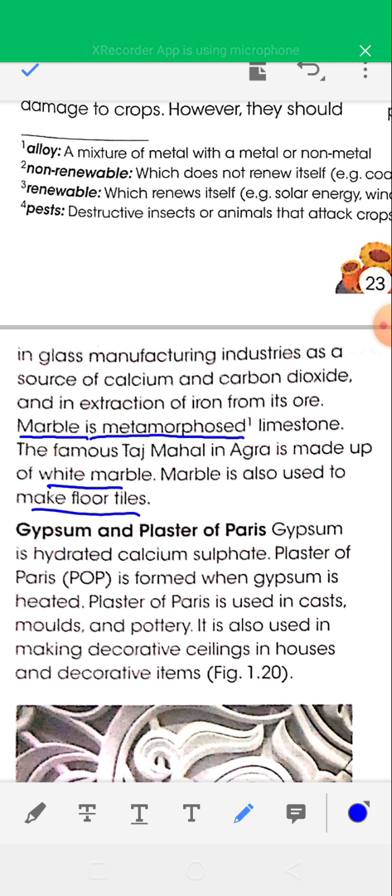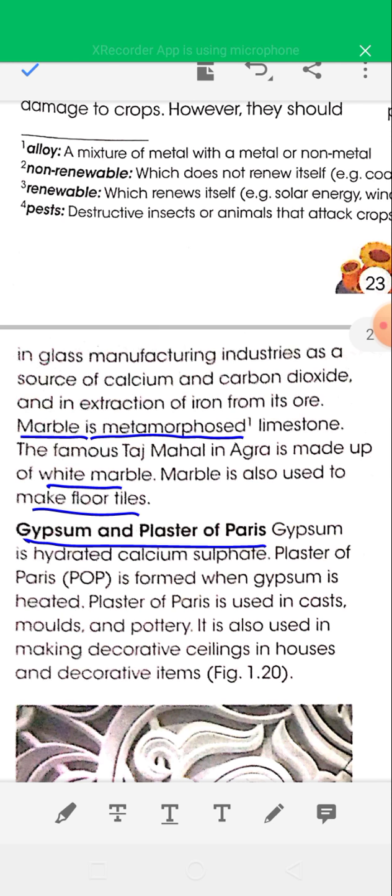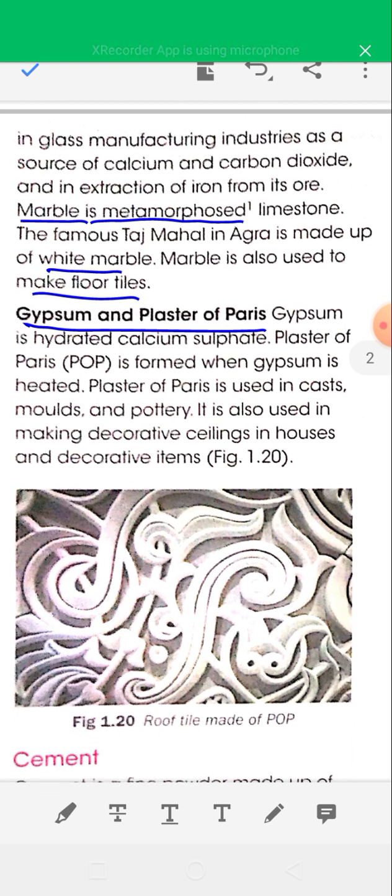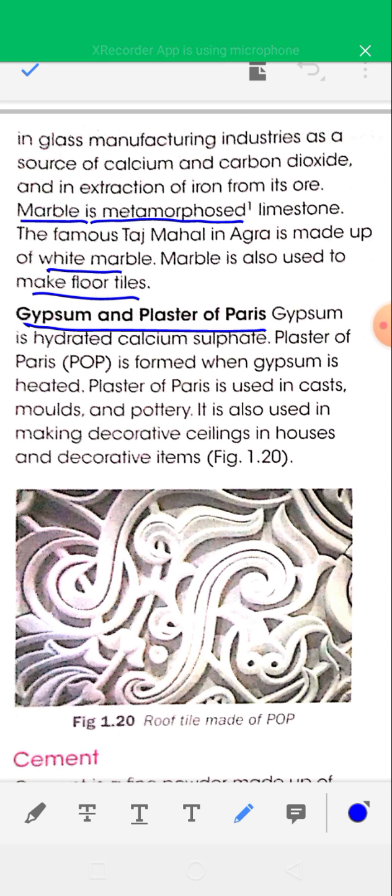Next chemical compound is gypsum and plaster of Paris. What is gypsum? Gypsum is hydrated calcium sulfate, that is CaSO4. And plaster of Paris is formed when gypsum is heated.